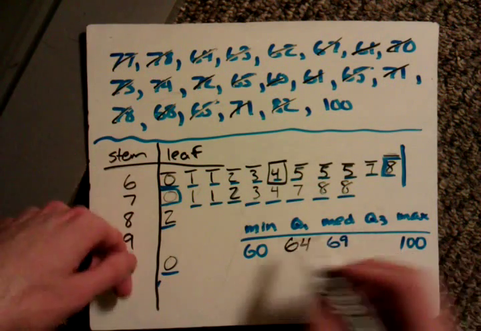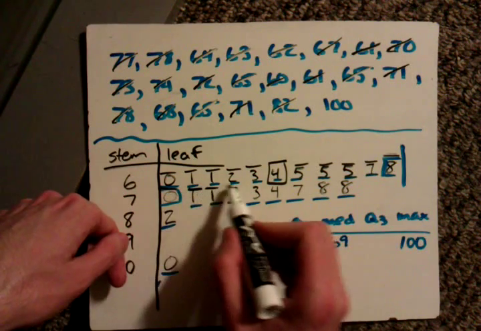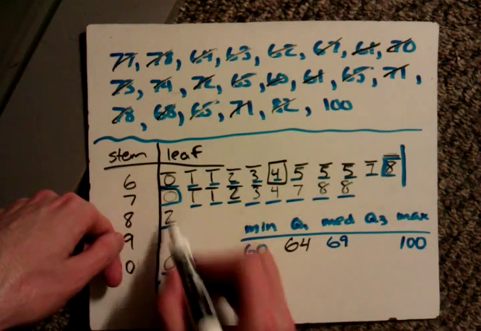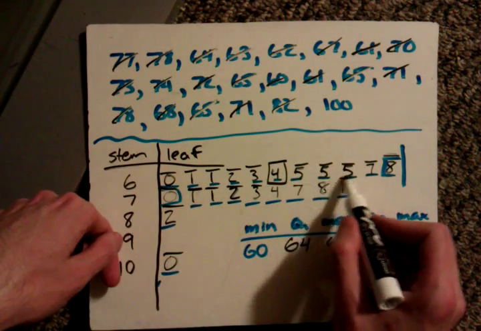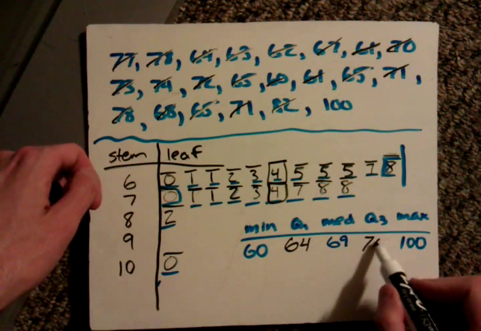And then same thing over here. 1 2 3 4 5. 1 2 3 4 5. I get my Q3 to be at 74.